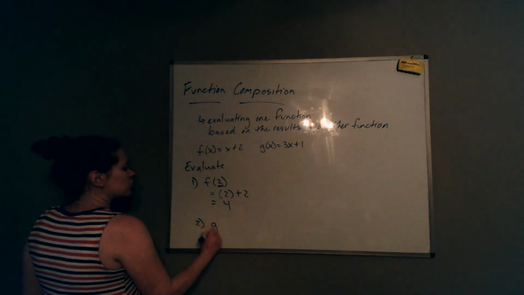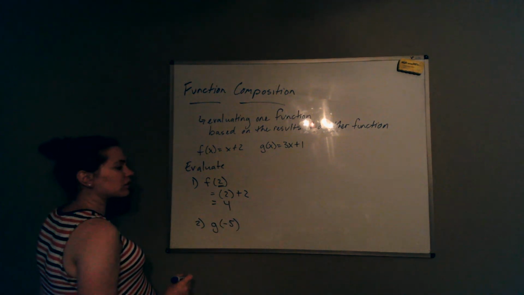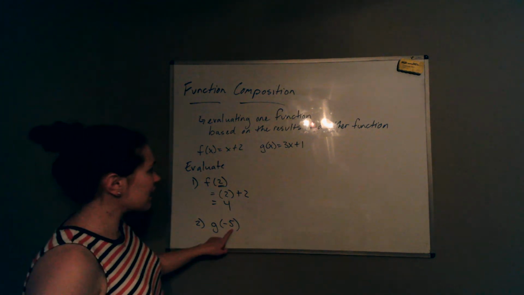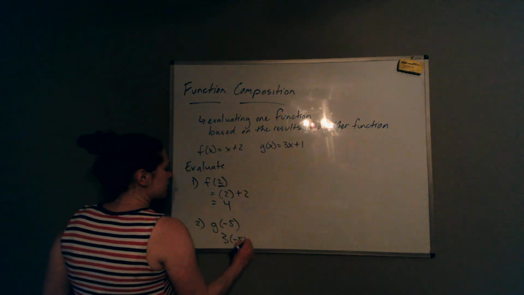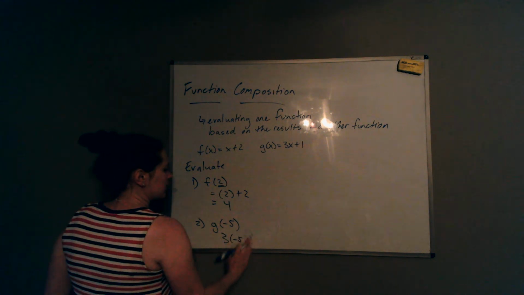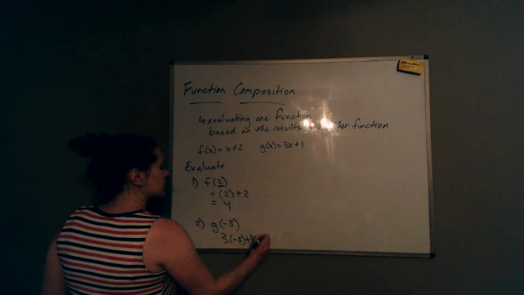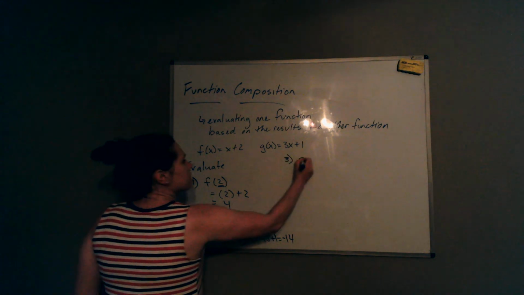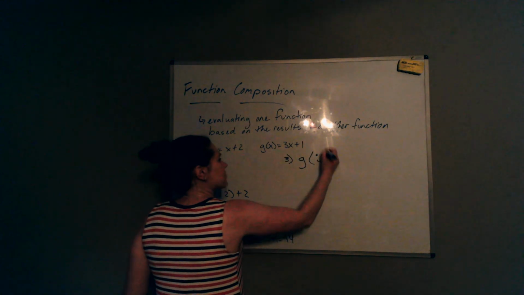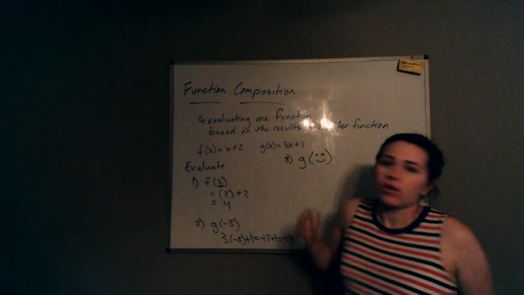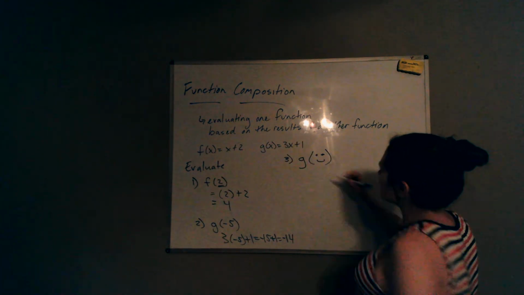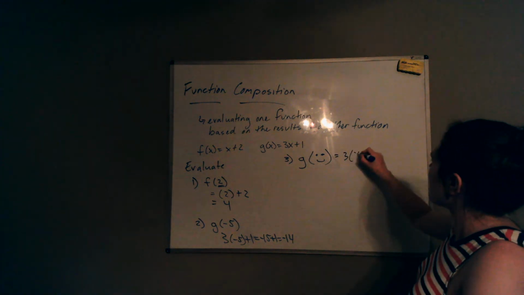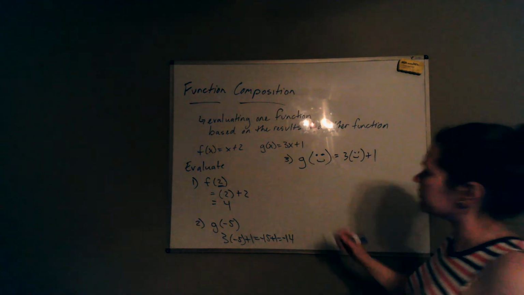Number 2, if I said g of -5, what are you going to do? Well, you're going to replace every input in g with -5. 3 times -5 plus 1. That's going to give me -15 plus 1. That's going to give me -14. Number 3, if I said g of smiley face, what are you going to do? You're going to replace the input in g with smiley face everywhere there's an input of g. So that's going to be 3 times smiley face plus 1.